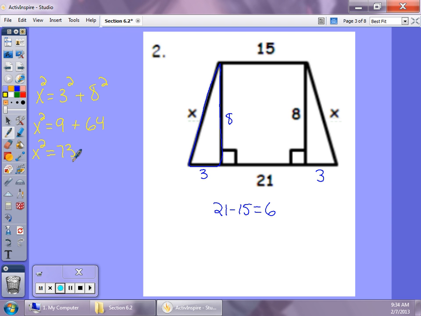So to get x by itself, we are going to take the square root of both sides of the equation, which leaves us with x equals root 73. Since 73 does not contain a factor that is a perfect square, we are simplified, so the value of x is equal to root 73.